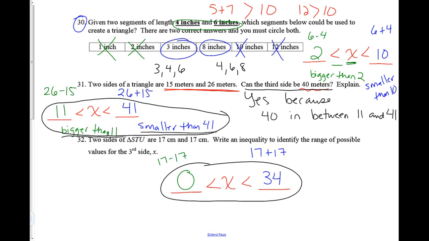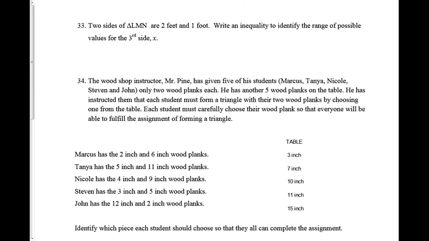Next page. Number 33, we have two sides of the triangle are 2 feet and 1 foot. Write an inequality to identify the range of possible values for the third side, x. So I start by writing my inequality, and I'm going to fill in the blanks. For the first blank, I subtract the 2 lengths I've been given, and 2 minus 1 is 1. So that means x has to be larger than 1. For the other end, I add the 2 and 1, and that is 3, and that tells me that x has to be smaller than 3.